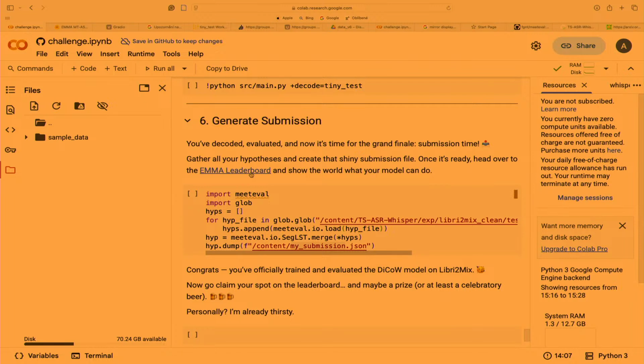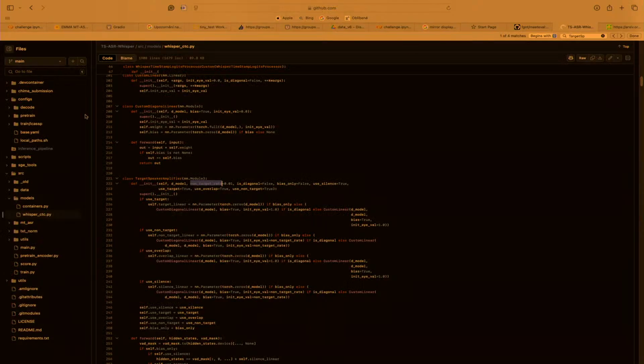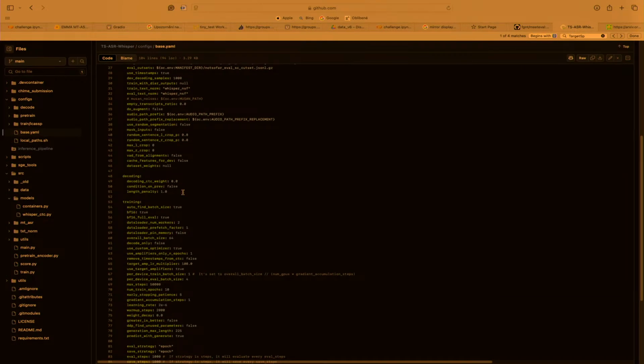For the CTC, if you specify the weights, does it start using it automatically, or does it depend on the model? If there is 0 weight, it doesn't train the CTC part. And for the decoding, if you set it to 0, it doesn't do the joint decoding. By default, there is 0. If you go to target speaker ASR in the configs, then there is a base config, and here you can see that decoding CTC weight is set to 0 by default.